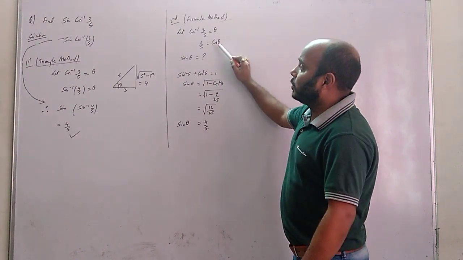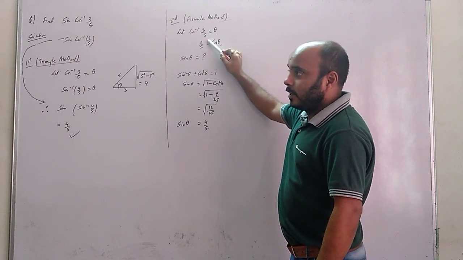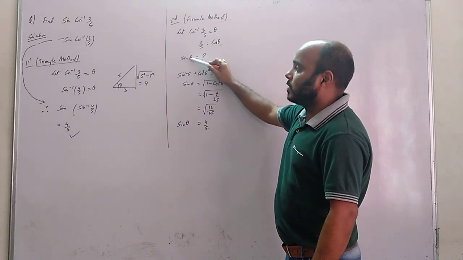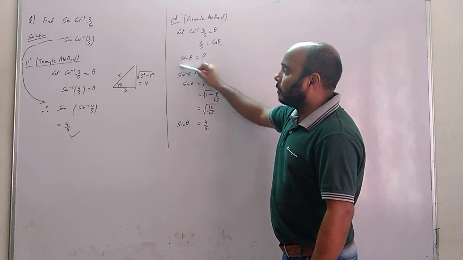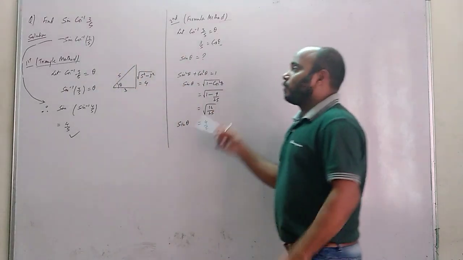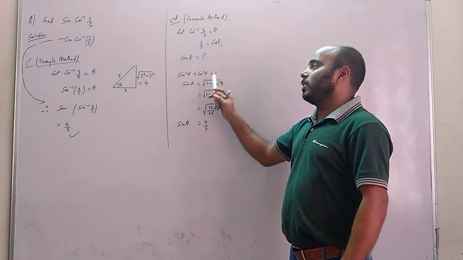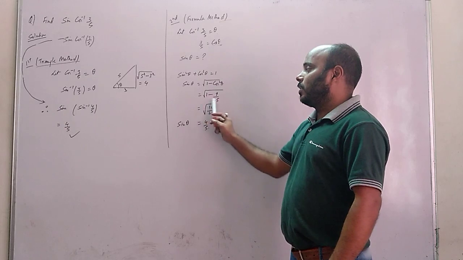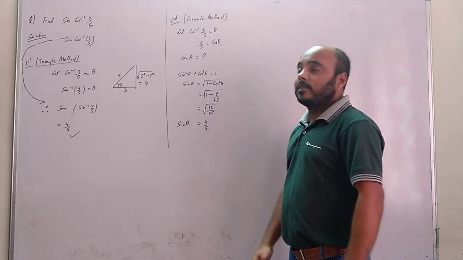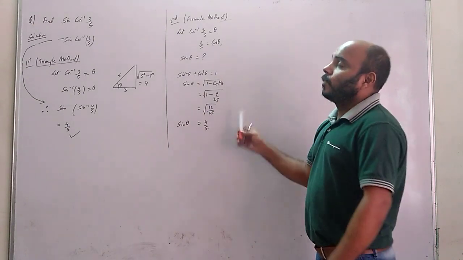So the Trigno we got is cos theta equals 3/5, and the Trigno the question becomes is sin theta. So I need to calculate sin theta. So find a formula. We know the formula cos square theta plus sin square theta equals 1. From that we can calculate sin theta. The answer is 4/5. The answer remains the same whether you do the triangle method or the formula method.